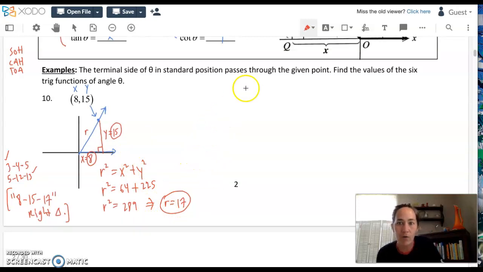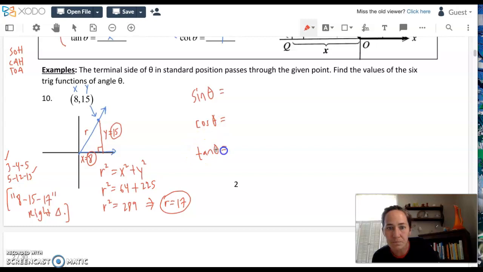All right, now find the values of the 6 trig functions. I think we've got everything we need. So I'm going to set it up with the first 3. Sine, I always put cosine right underneath, and then tangent being the 3rd one. I like to get these out of the way first. Then when I have to go and get the reciprocals, it's easy. You can just flip the answers you got.